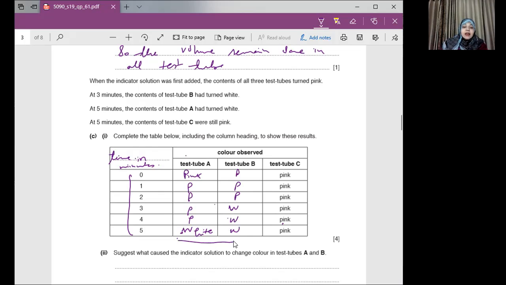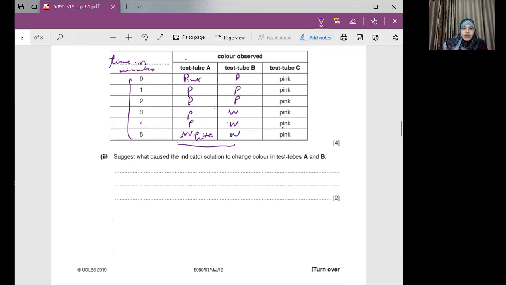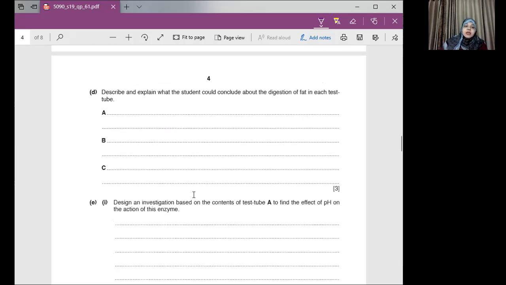The change is that the fat turns into fatty acids and glycerol. The acid form, the fatty acid form, changes the color, right? So we can say a change in pH because of fatty acid, right?